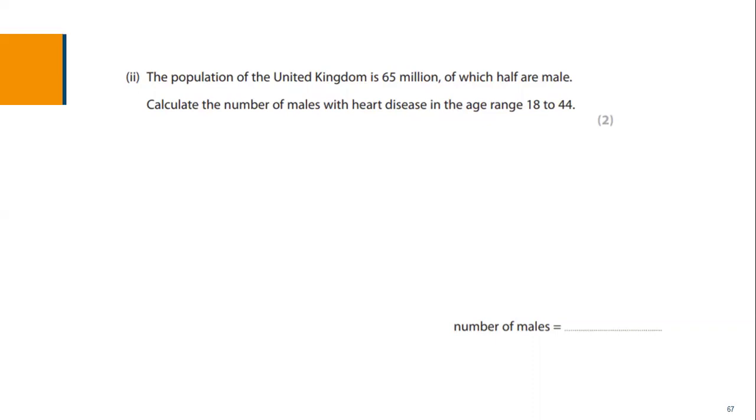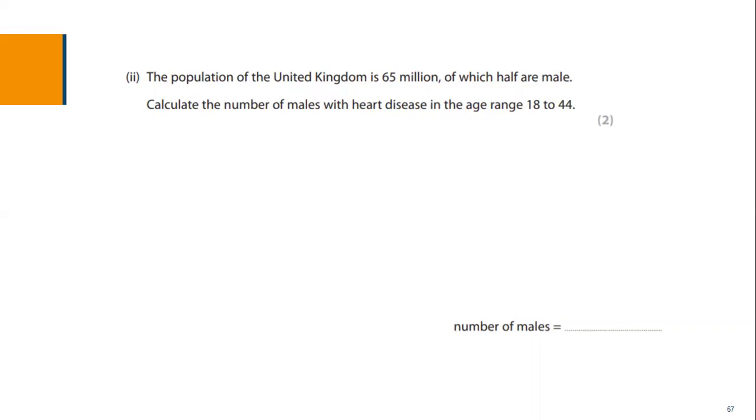And encourage your students to make sure that they have got calculators with them in the exam. It just saves time. They don't want to have to work everything out from scratch.